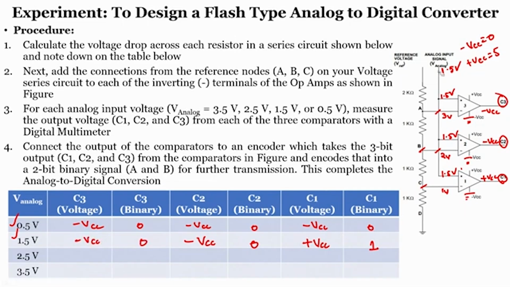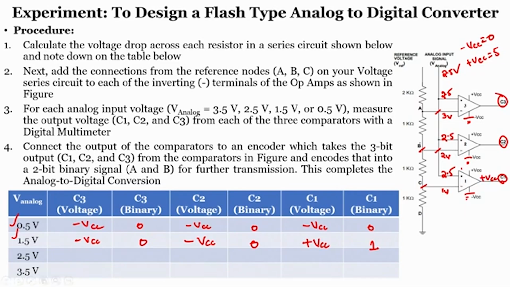What if it is at 2.5? If this is at 2.5 volts, this is also at 2.5, this is also 2.5. If you observe, now the output voltages will be completely different. When you consider the first op amp, the positive input terminal 2.5 is higher than the negative input voltage. As a result, you will get an output as plus VCC.